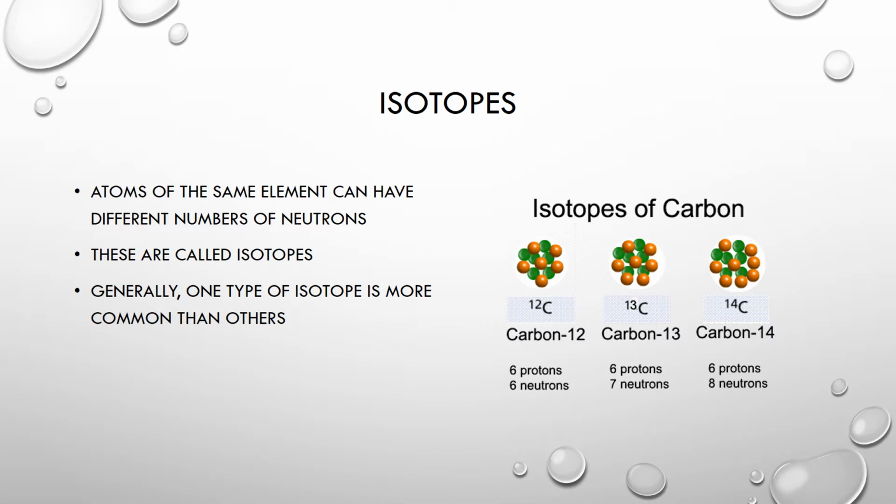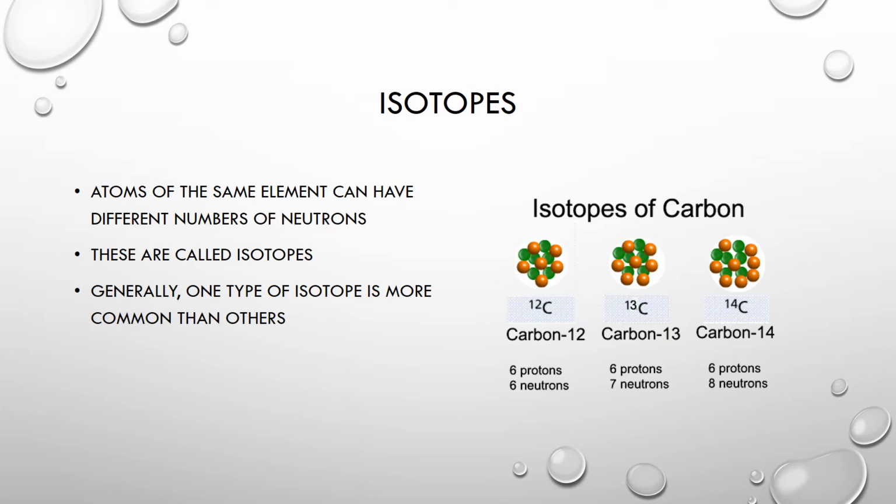Isotopes are when we have atoms of the same element with different numbers of neutrons. Basically, if we change our number of protons, we've changed what we're made of, right? But if we keep the same number of protons but change our number of neutrons, we've changed our mass, but we're still whatever that element is. We call these isotopes, and generally one of the isotopes is going to be more common than the others.